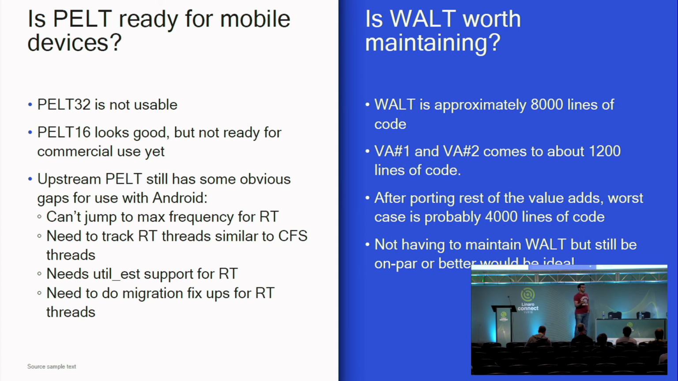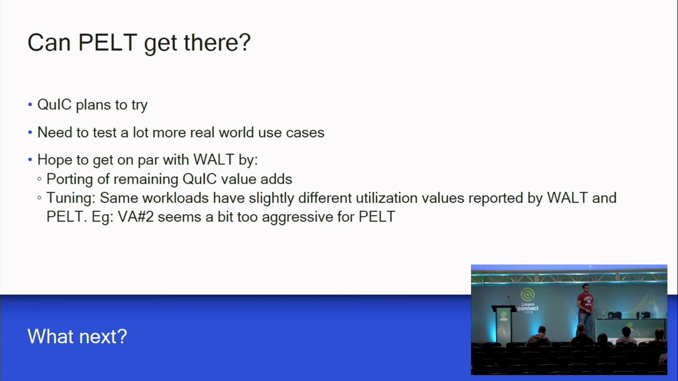So if you can actually get to the reduction in maintenance cost and be on par with WALT, that would be a win-win. Or if you're better than WALT, that's even greater, right? So that's what we need to hope for. Can PELT actually get there? We definitely plan to try. It needs a lot more testing and a lot more real-world use cases. Five of them isn't enough, obviously.